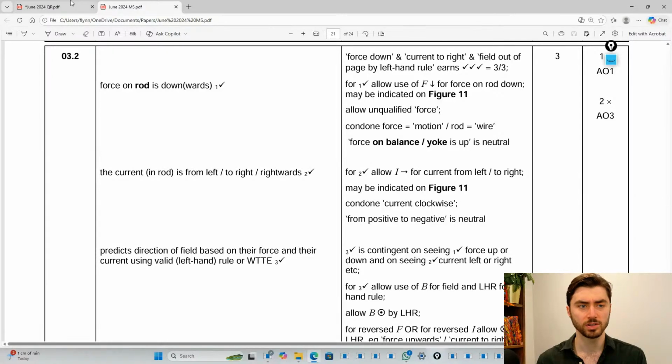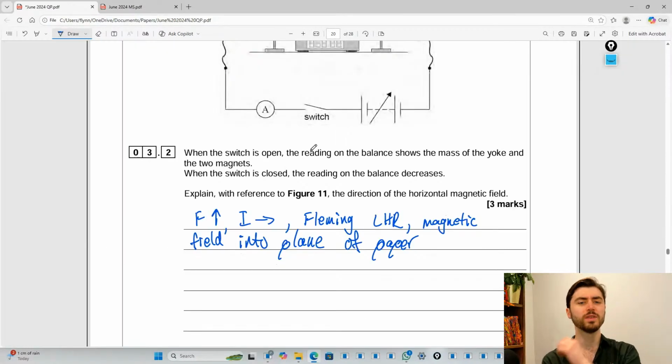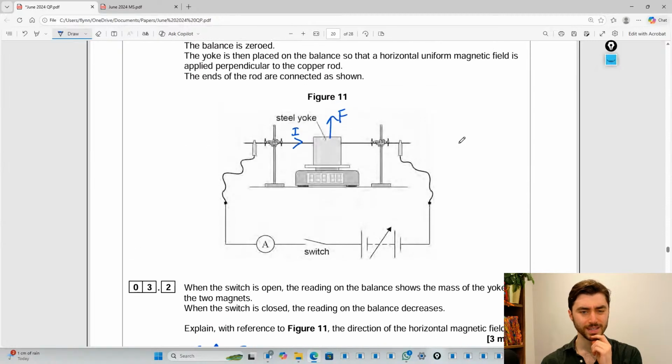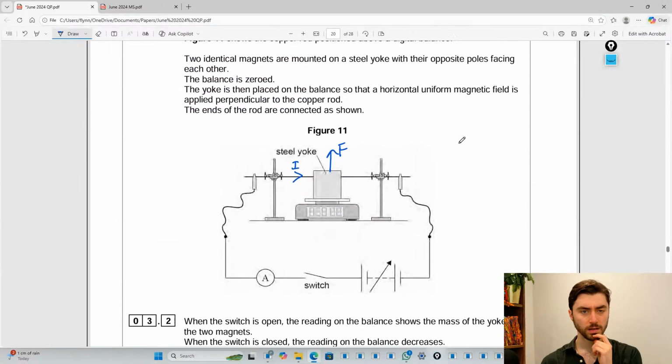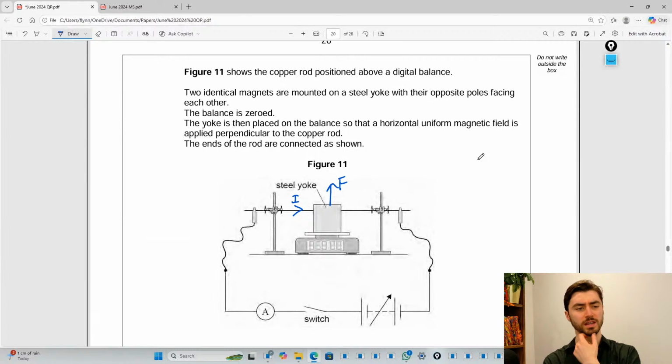Field out of the page. Oh. Am I missing something here? When the switch is closed, the reading decreases. Maybe I'm just completely misunderstanding this question.